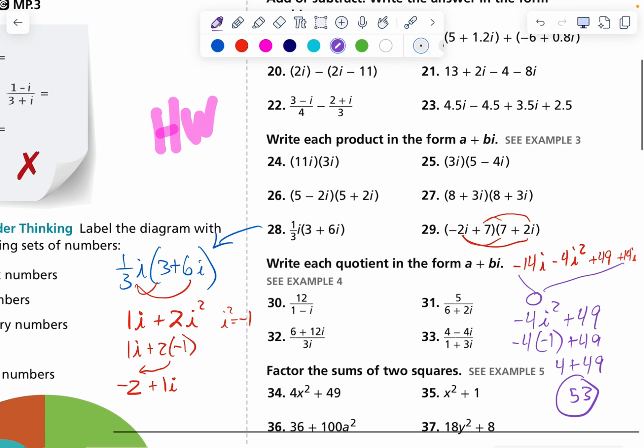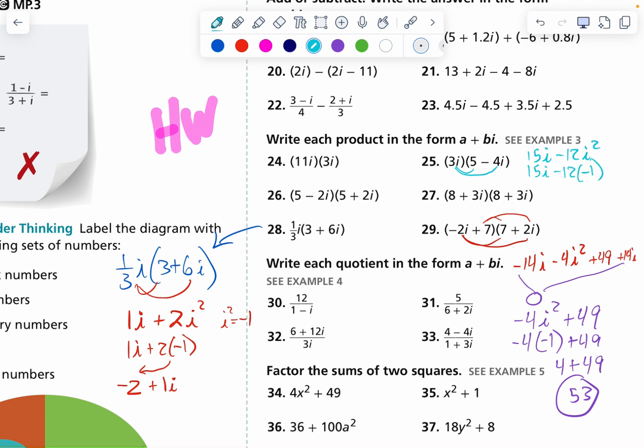25. All right, multiply. So we'll get 15i. And then 3 times negative 4, so minus 12, and then i squared. Remember, i squared is negative 1. Negative 1 times negative 12 is 12. That is now the front term because a has to be the real part. So this becomes 12 plus 15i.